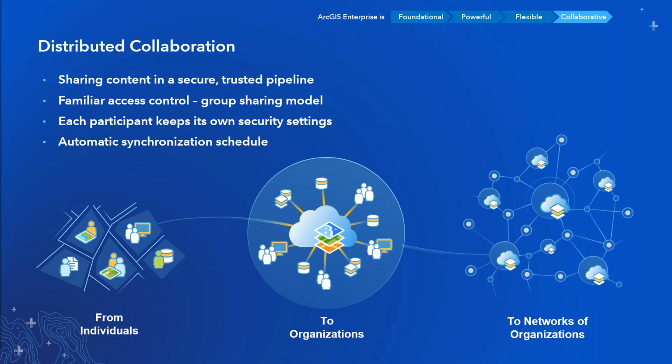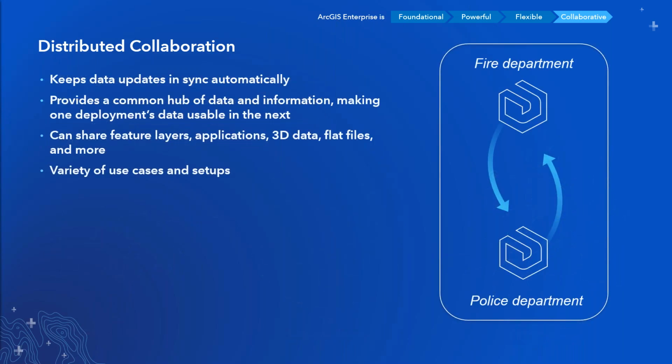Ultimately, it promotes what we like to call a system of systems, enabling organizations to work together and accomplish tasks. So an example of a distributed collaboration might be between a police department and a fire department, right? They can have a common hub between those different data sets and share that data between them.